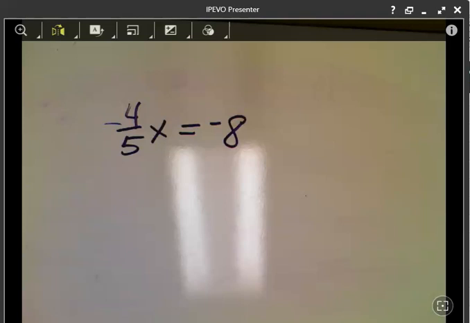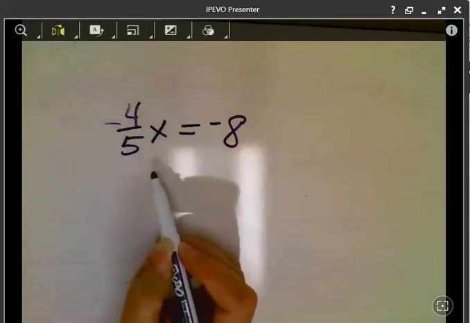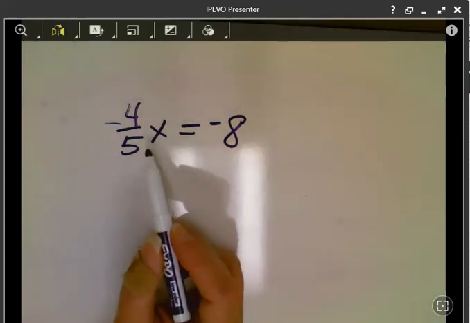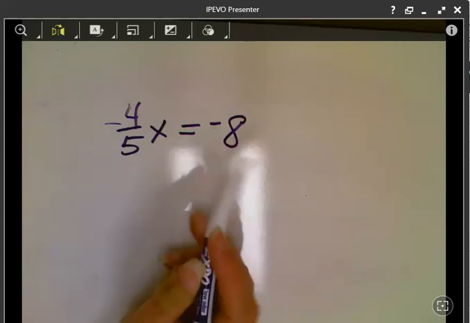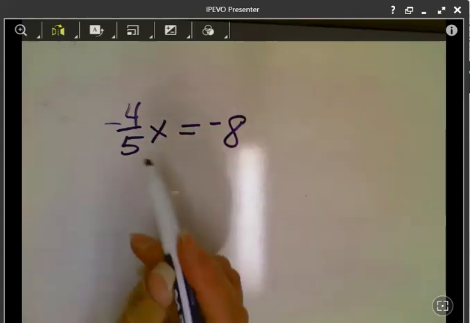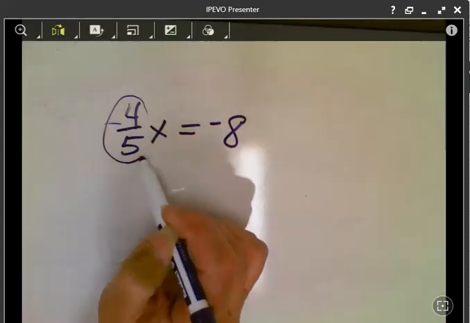Okay, in example 2, I do have an example of when you have a fraction, and you're going to multiply, because when a letter is squished next to a number, that's multiplication, equals -8. Well, I want to get x by itself, so I've got to kind of eliminate this.